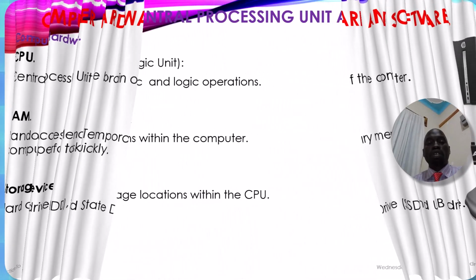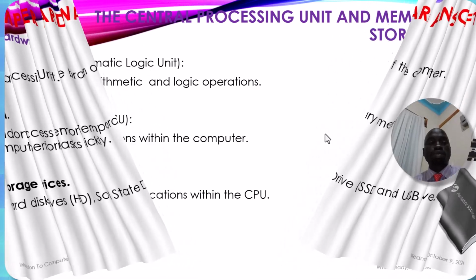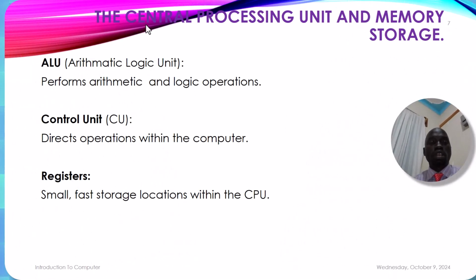We also have the central processing unit and the memory storage, where we could have the ALU, which is also called the arithmetic logic unit. It performs arithmetic and logic operations. We have the control unit, which directs operations within the computer. We have registers. They are small, fast storage locations within the central processing unit.